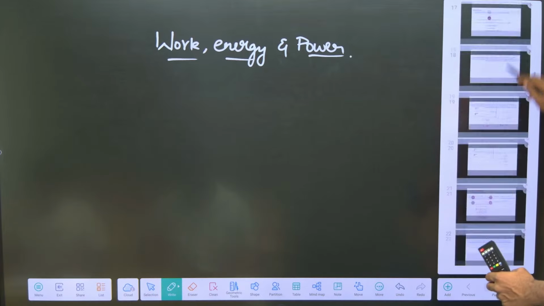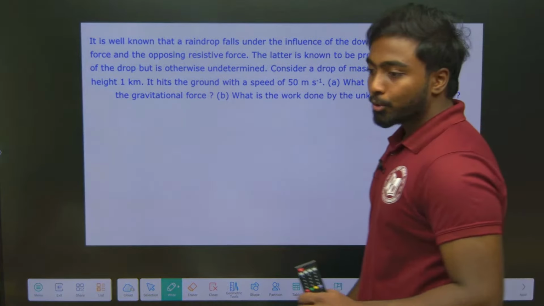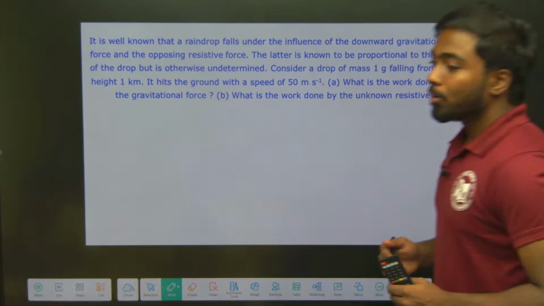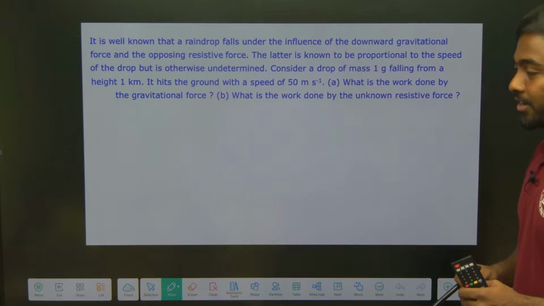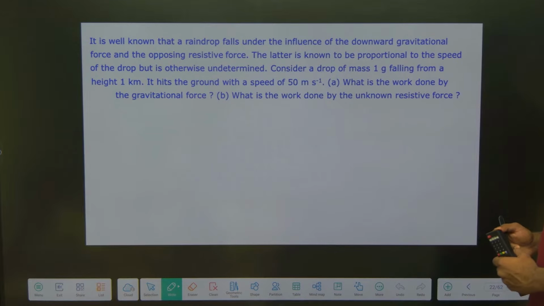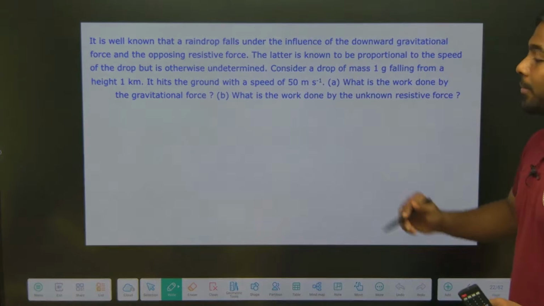We have not started with potential energy, but I have told the formula for potential energy to use in this question. It is well known that a raindrop falls under the influence of the downward gravitational force and opposing resistive force. The latter is known to be proportional to the speed of the drop, but is otherwise undetermined. Consider a drop of mass 1 gram falling from a height of 1 kilometer. It hits the ground with a speed of 50 meter per second.